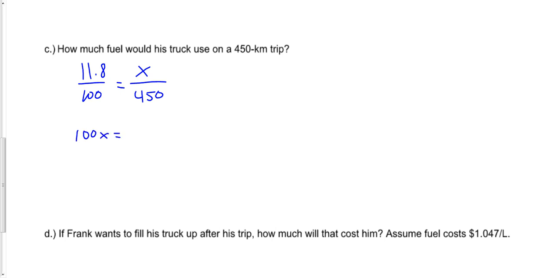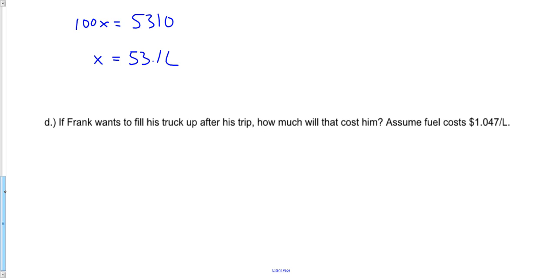So I'm going to do 450 times 11.8. That gives me 5310. I divide both sides by 100 to give myself 53.1 liters burned on a 450 kilometer trip. Okay.